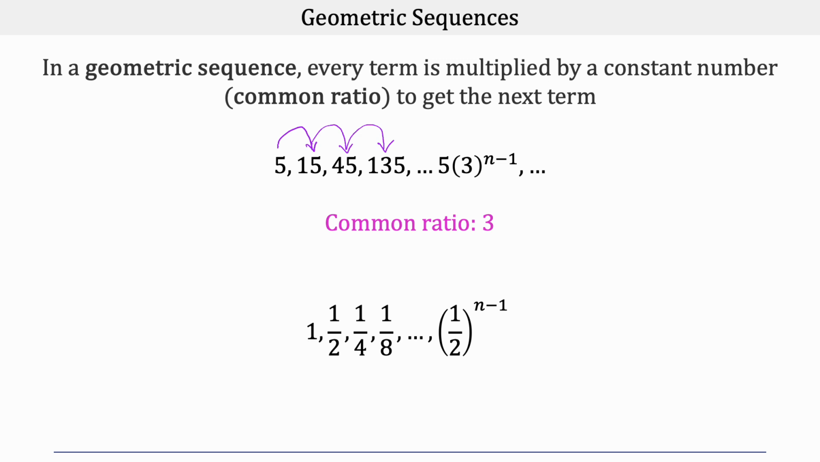Now look at the bottom one. To get from 1 to 1/2, we multiply by 1/2. To get from 1/2 to 1/4, we multiply by 1/2. The common ratio of this geometric sequence is 1/2.